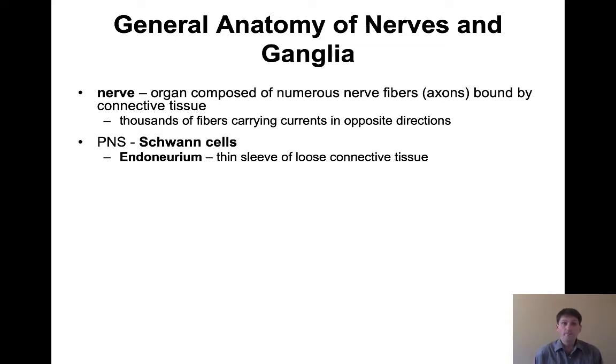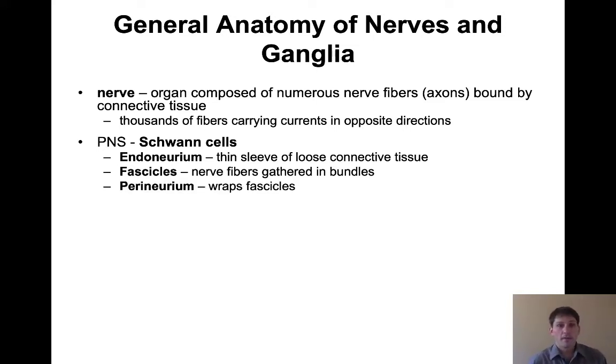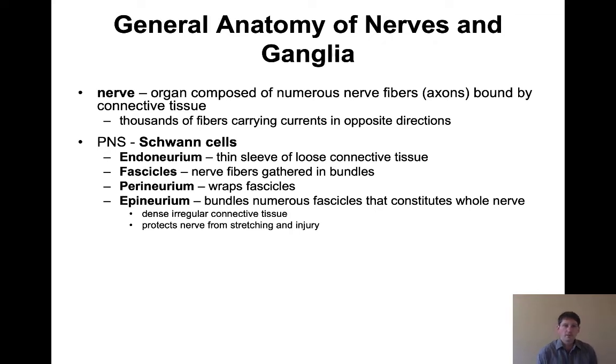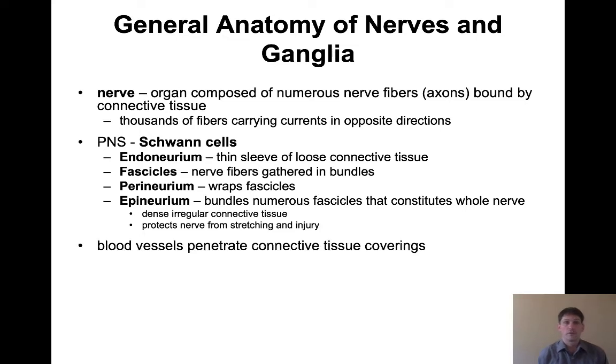Now the endoneurium is that thin sleeve that's going to surround those axons, and this is loose connective tissue. Those are bundled together in fascicles, and they're surrounded by the perineurium. That's going to wrap around those fascicles. And then our epineurium bundles our fascicles, and we see that this is dense irregular connective tissue. Remember, it's got collagen fibers going in every different direction, and so that's going to help prevent stretching or injury to those nerves.